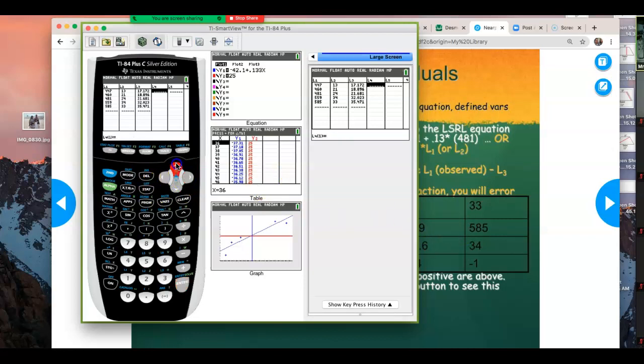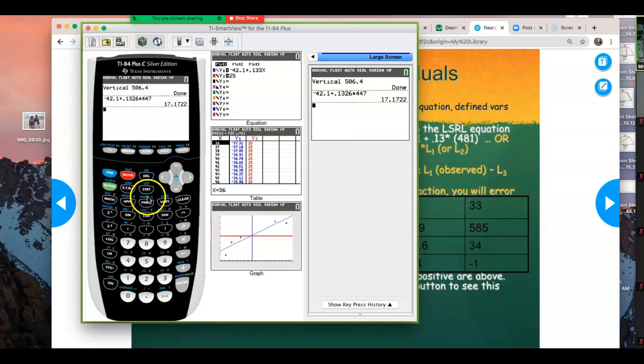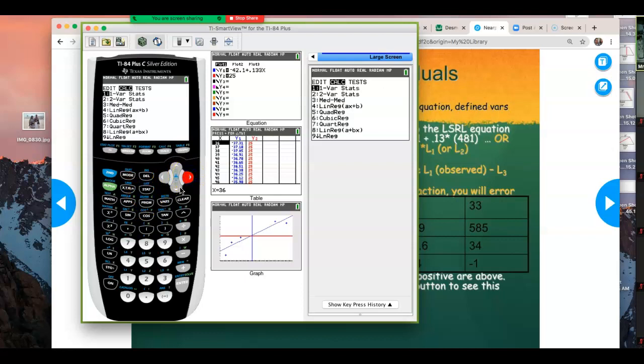All right, list 4. Whenever we do LinReg a plus bx, if I go stat, calculate, number 8, and my x list is list 1, my y list is list 2, calculate. There's my a. Yeah, -42.1. It's actually pretty close to -42.2, so that's a rounding error. 0.1326. R squared is 0.87. We'll get to R squared in a sec. And then R is 0.937.